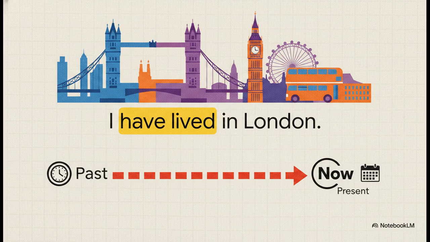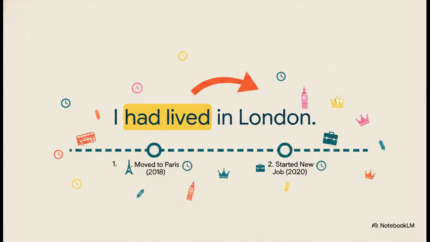We're no longer just pointing at the past. We are actively connecting that past to the present moment. The experience is still relevant right now. Let's take a deeper step back and see how this builds. Now we have, I had lived in London. Here, we're highlighting an earlier shift in the timeline. It's an action that was completely finished before another past event even happened.